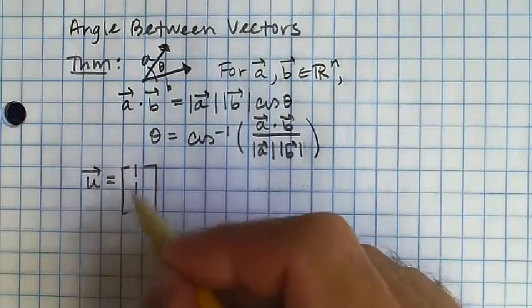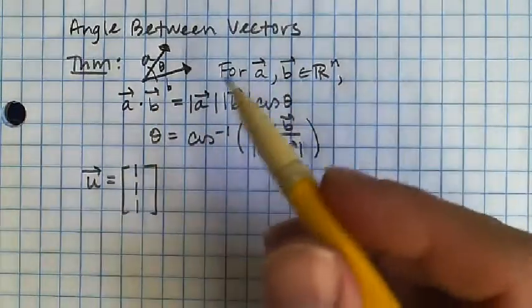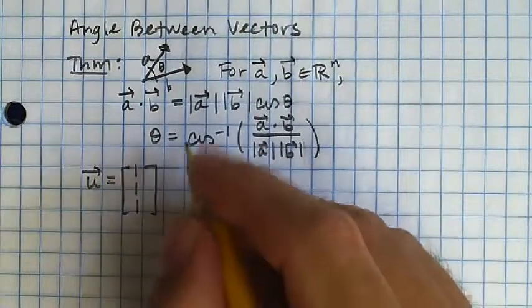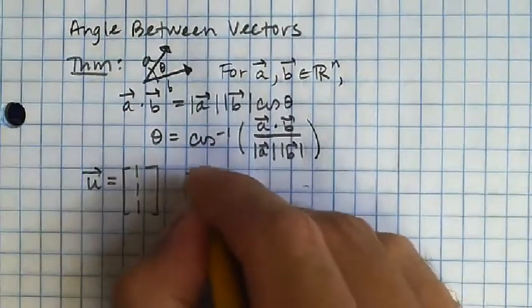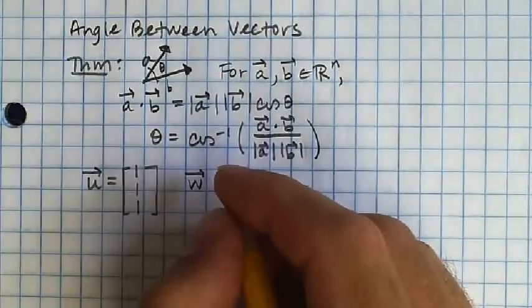You can also see (1, 1, 1) versus (2, 2, 2) would give you the same thing, right? There's no angle between those vectors. They're on the same line. So u is that. w is going to be, just a second.